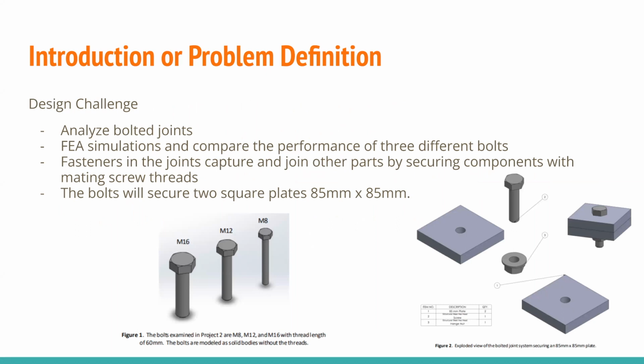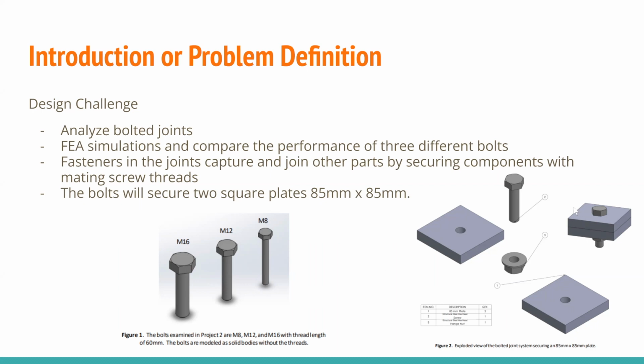So for the design challenge, we analyzed bolted joints, as you can see here on the picture on the left. We had 3 different bolts, M16, M12, and M8, which is 16 millimeters, 12 millimeters, and 8 millimeters in diameter. We ran simulations and compared the performance of the 3 different bolts. We also use fasteners in the joints to capture and join other parts by securing the components with mating screws.